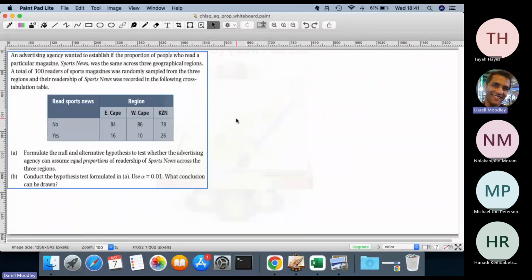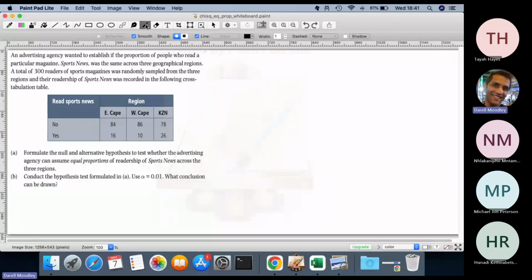Let me open up another board. This is a test of equal proportions. All right. So in this question, they're saying an advertising agency wants to establish whether the proportion of people who read a particular magazine, which is called Sports News, was the same across 3 geographical areas. There's a total of 300 readers.